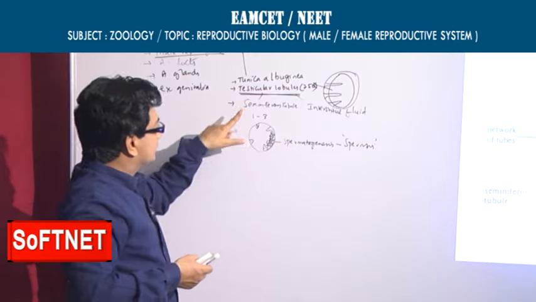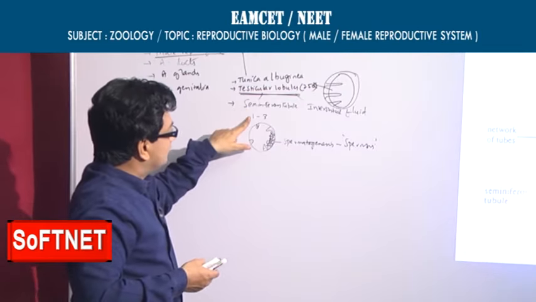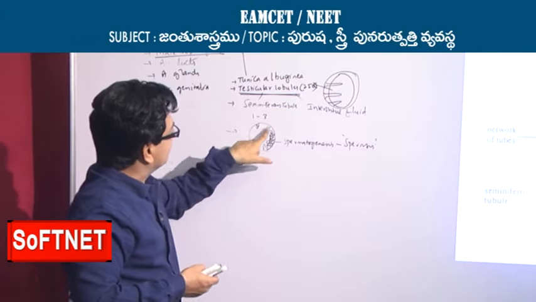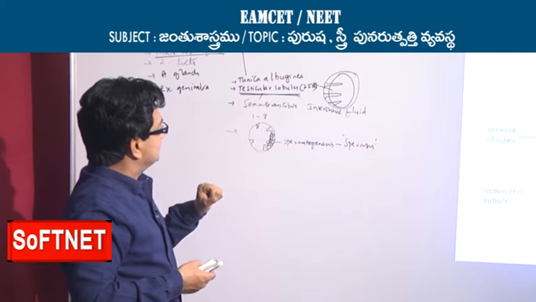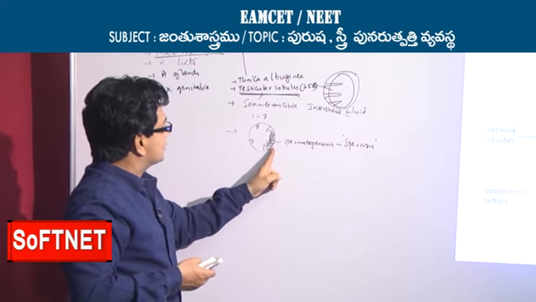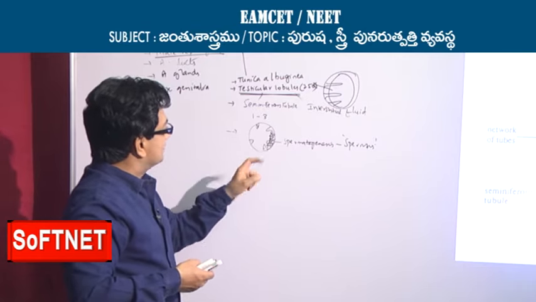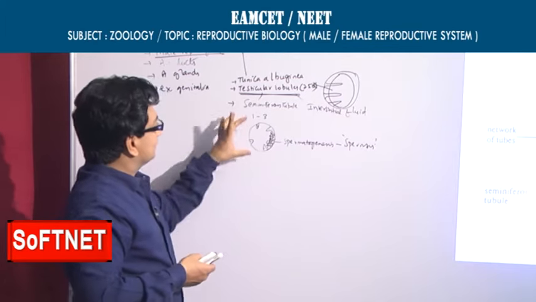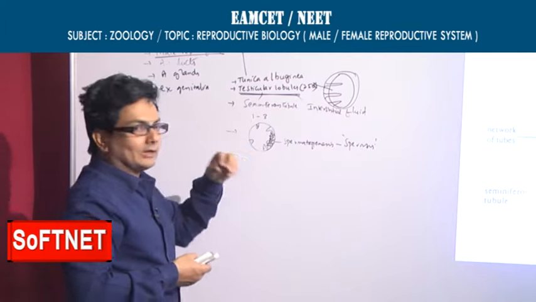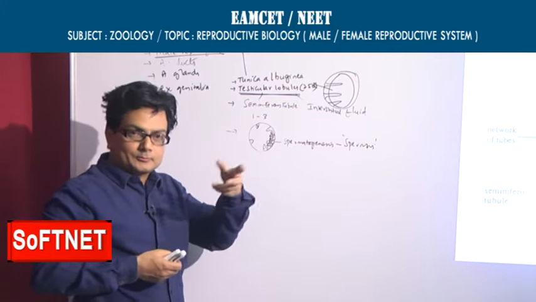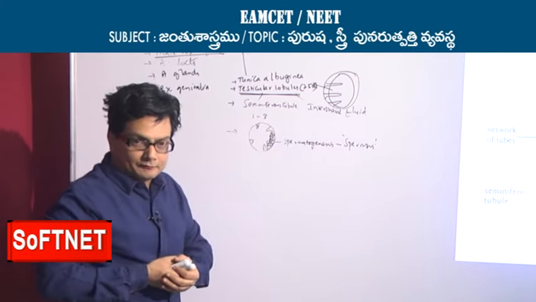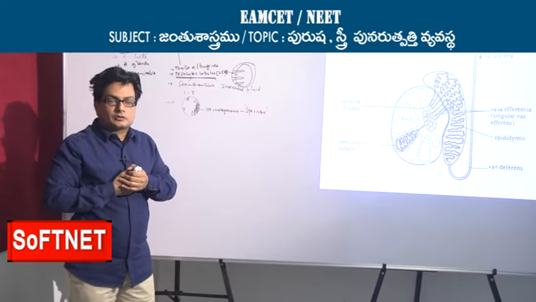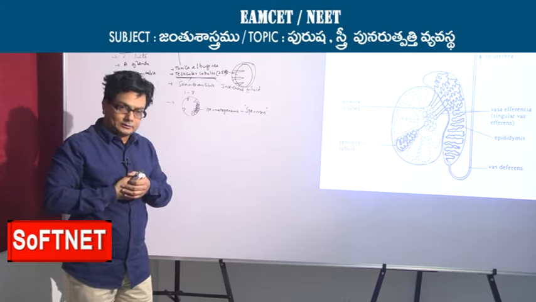To recall, the seminiferous tubules, 1 to 3 per lobule, are lined by the germinal epithelium, and in between you can see the Sertoli cells. The Sertoli cells nourish the developing sperms, and they also release substances like inhibin. The sperms are released into the lumen of the seminiferous tubules. Now let's see the next aspect, which is called accessory ducts.